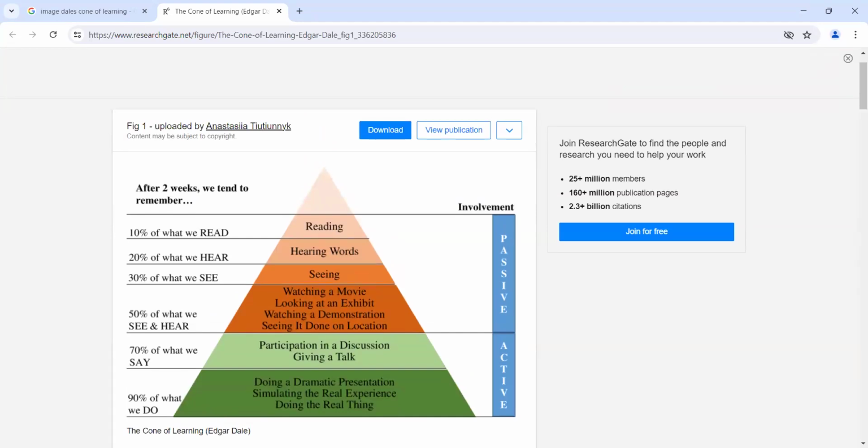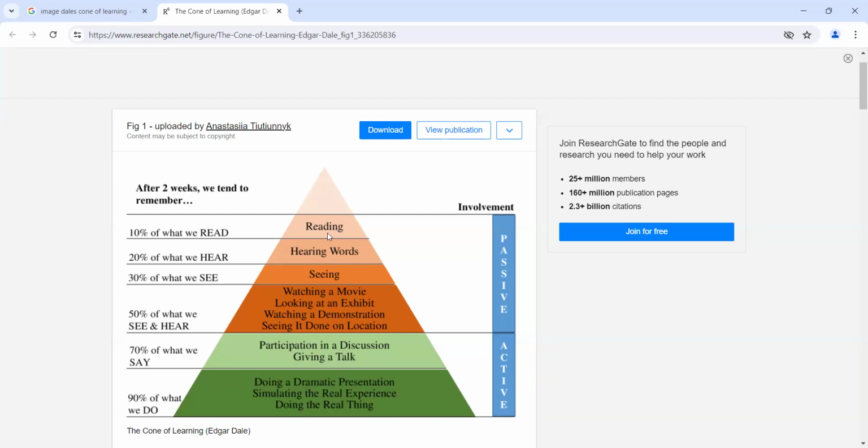The cone of learning, Edgar Dale. It is referred to as Dale's Cone of Learning. Dale is the name of the educationist, Edgar Dale. So according to Dale's Cone of Learning, the learner is passive here. Learner involvement passive, learner involvement active.